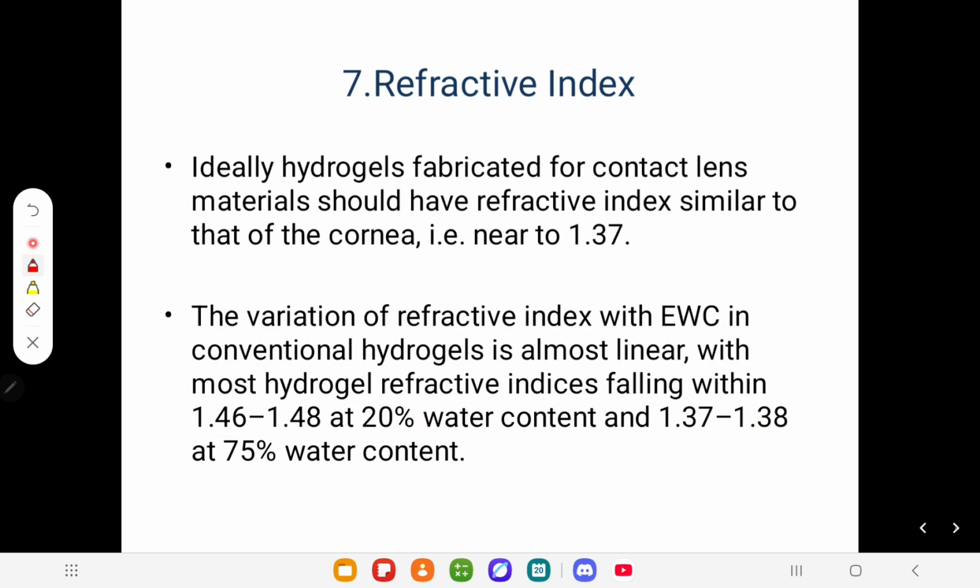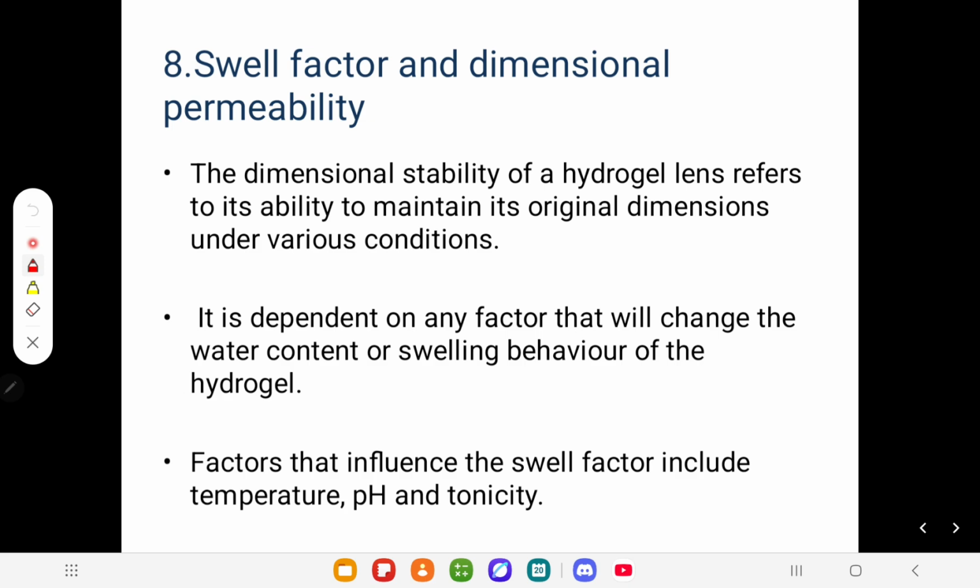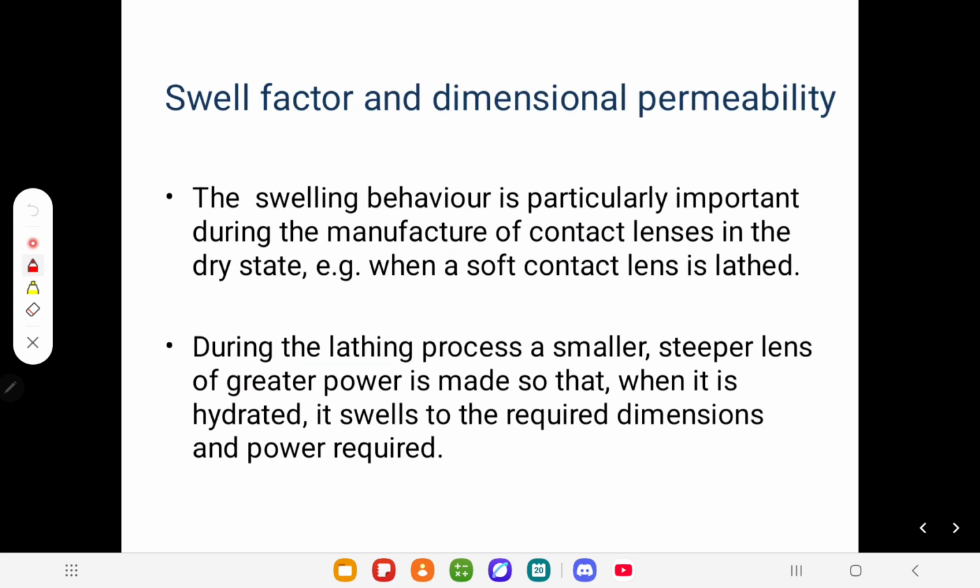Fine, let's move forward. Swelling factor and dimensional stability, I have already talked about it. Let's talk once again. The dimensional stability of hydrogel lenses refers to the ability to maintain original dimensions under various conditions. It's very important. It depends upon any factors that will change the water content or the swelling behavior of the hydrogel. Factors that influence the swelling factor may include temperature, pH, and tonicity.